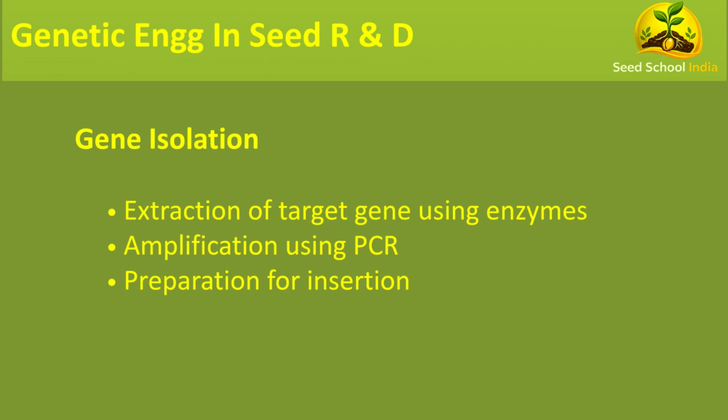Once the target gene is identified, it must be isolated from the source organism. This is done using restriction enzymes that cut the DNA at specific locations. The isolated gene is then amplified using PCR to generate multiple copies. This step ensures that there is enough genetic material for further processing.